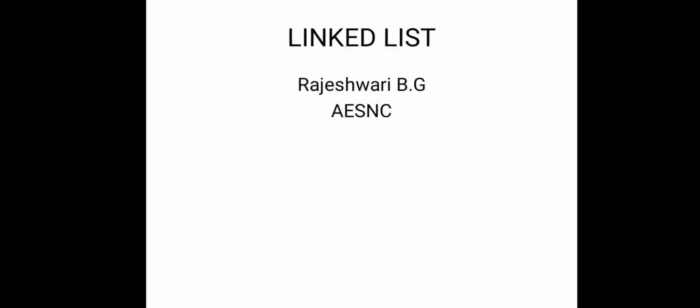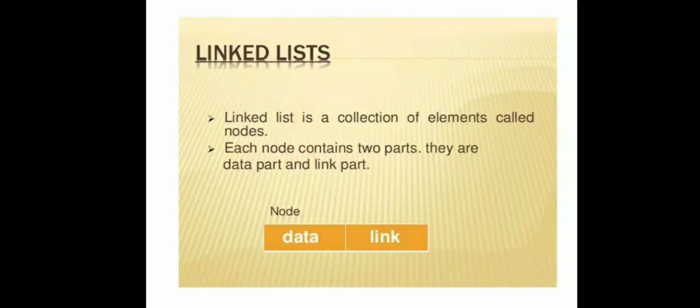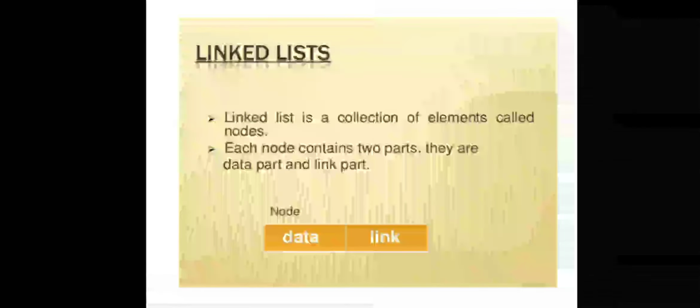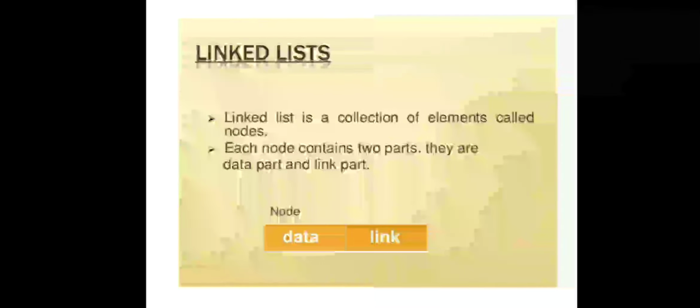In this session, let us learn about linked lists. A linked list is a collection of elements called nodes. Each node has two parts, the information part and the link part. The information part contains the data or the elements, and the link part contains the address of the next node.